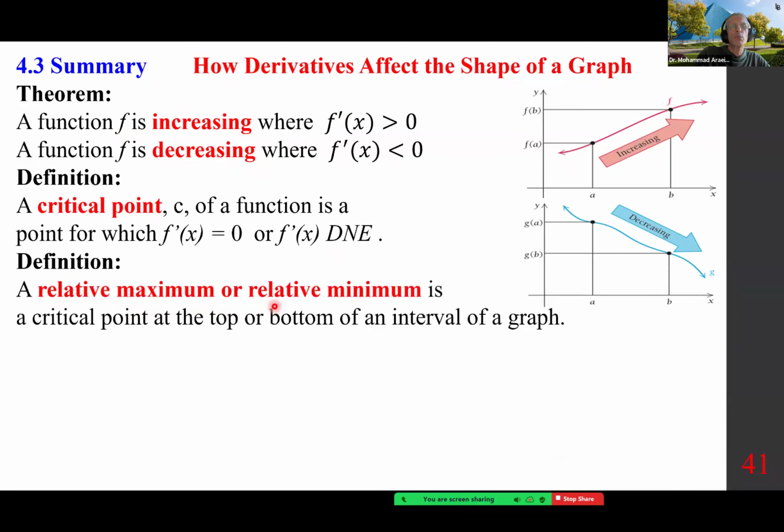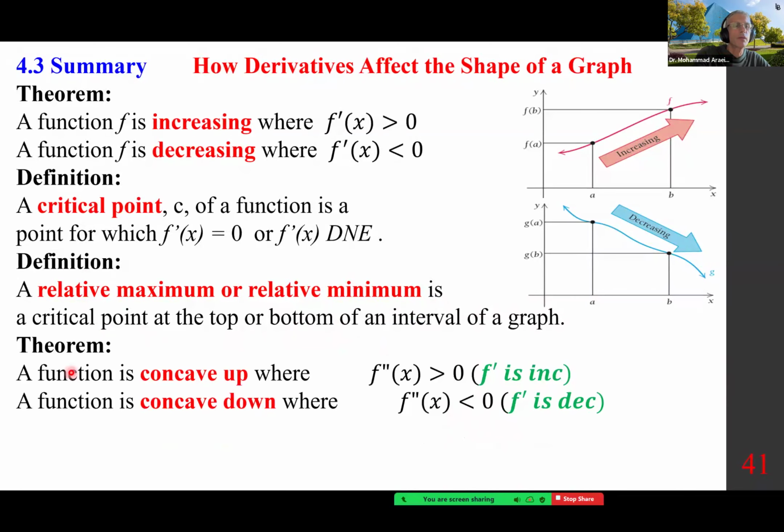Definition: a relative maximum or relative minimum is a critical point at the top or bottom of an interval of a graph. Peaks and valleys. Theorem: a function is concave up where f double prime is positive. That means f prime is increasing, and it's concave down where f double prime is negative, meaning f prime is decreasing. So concave up, like it can hold water, and concave down cannot.